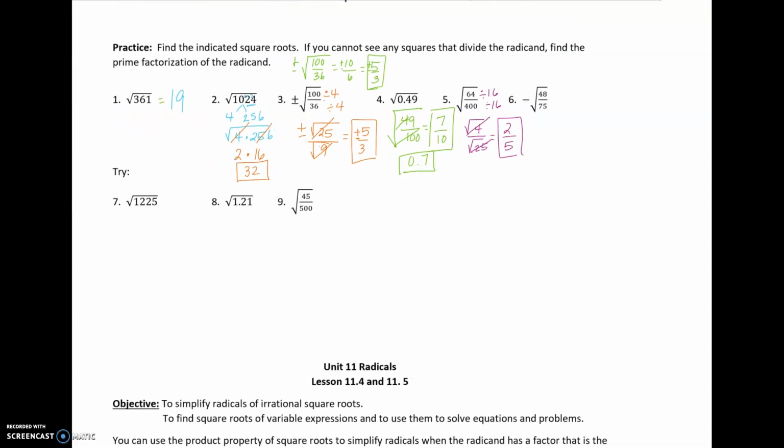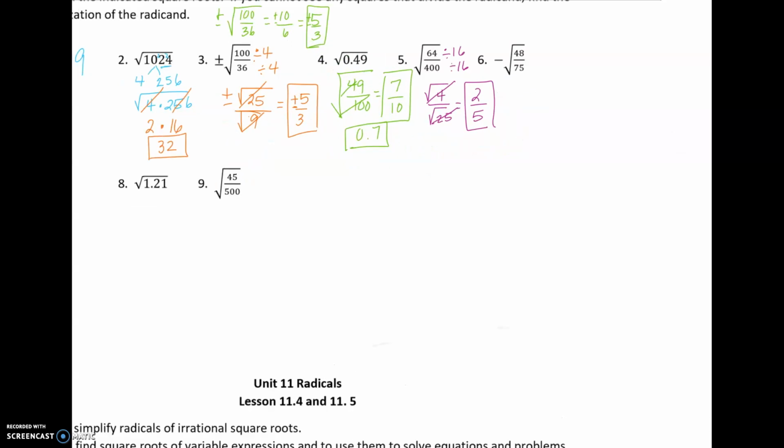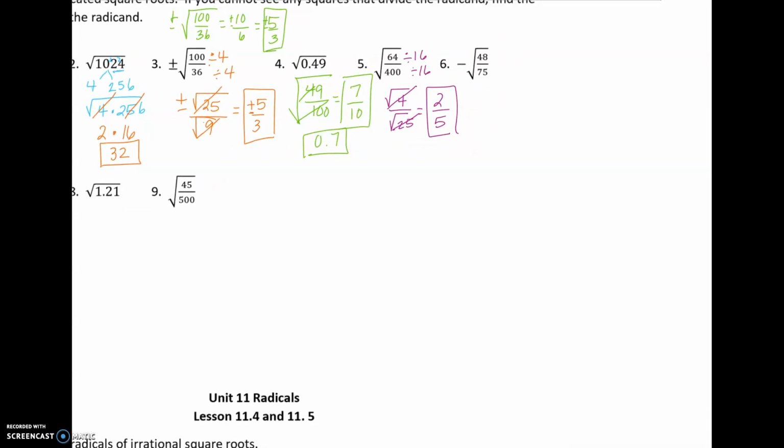Okay. In number 6, we have the negative square root of 48 over 75. Well, neither of those are perfect squares, so I can't just take the square root of each and then simplify. I'm going to have to see if there's anything I can divide 48 and 75 by. Well, 4 plus 8 is 12. That's divisible by 3. And 7 plus 5 is 12. That's divisible by 3. That gives me the negative square root of 16 over 25.